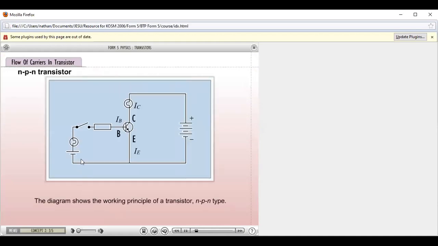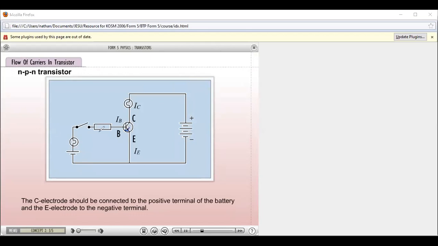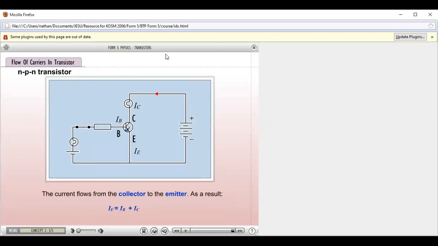This is NPN. Now we try to explain why for NPN the arrow is facing downward. If you see the current, this is the current from the base.